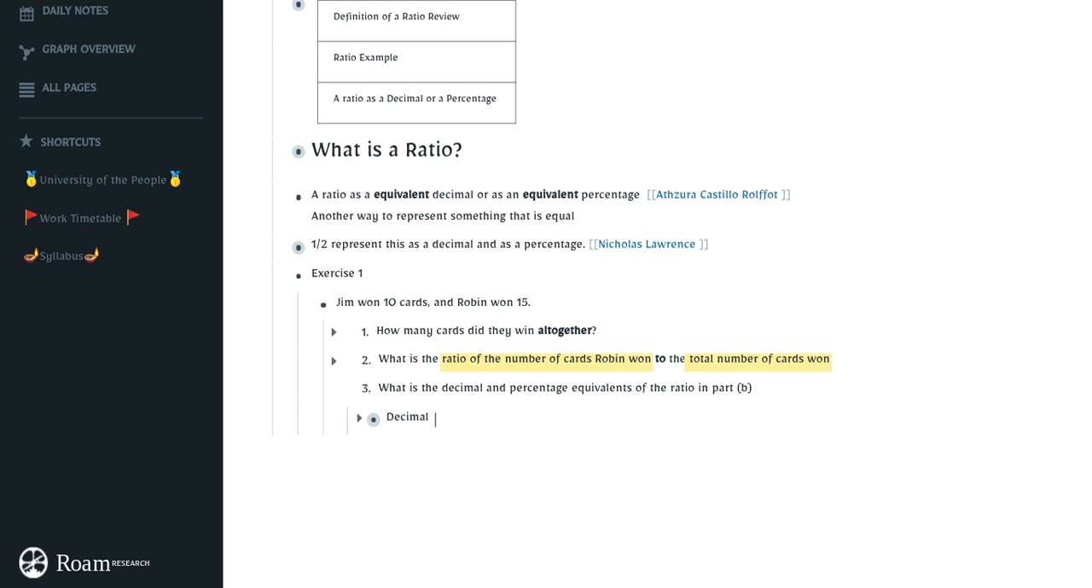So the decimal, we just said it was 0.6. Everybody agree? Yes, sir. Right. Let's look at the percentage now. Are you there, Payal? What could we do now to this 0.6 to get to a percentage? You multiply it by 100.